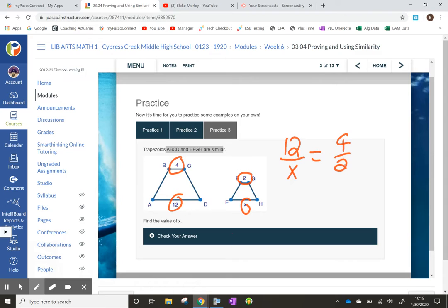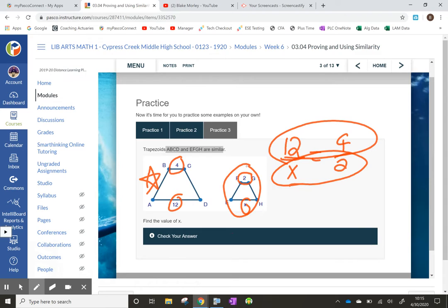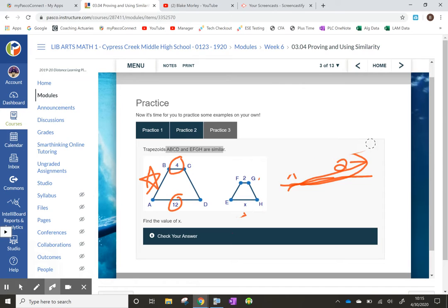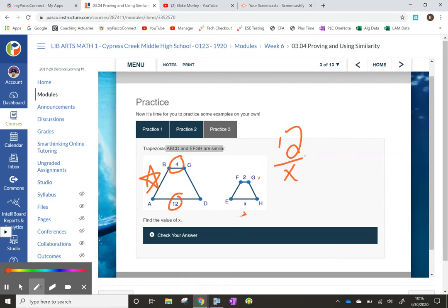Okay, now it's important that we set this up correctly. You'll notice that on the top here, I have the values of the left trapezoid, and on the bottom part, I have the values of the right trapezoid. Everything's lined up the same. I can't undo that, so I'll just have to erase this because I scrolled all over it. But anyway, we have 12 is to x as 4 is to 2. So again, that's simply the biggest side on this trapezoid to the biggest side on this one, and then the smallest side on this trapezoid to the smallest side on this one.